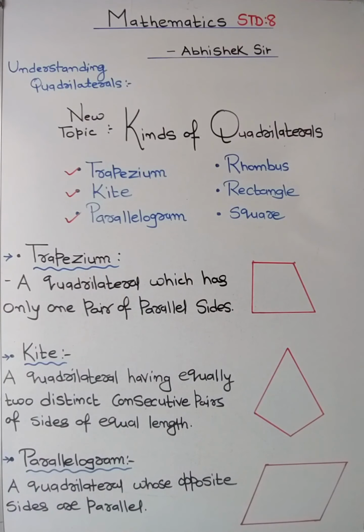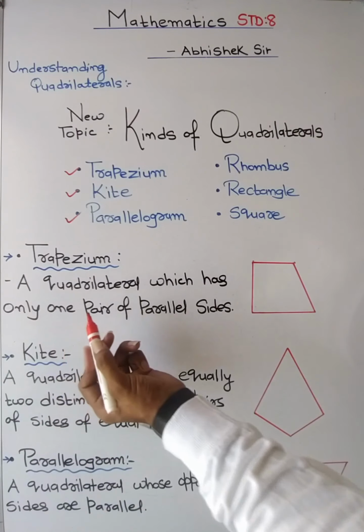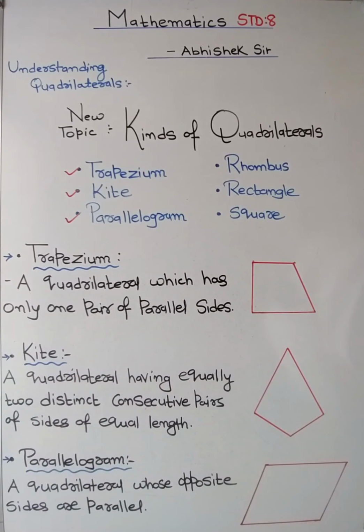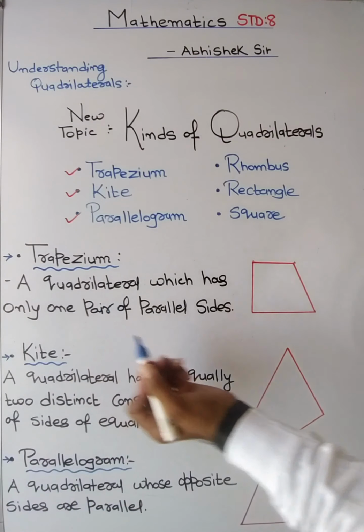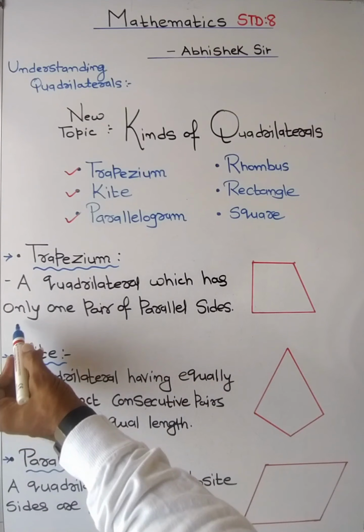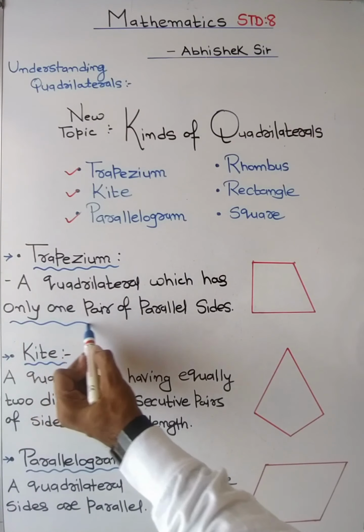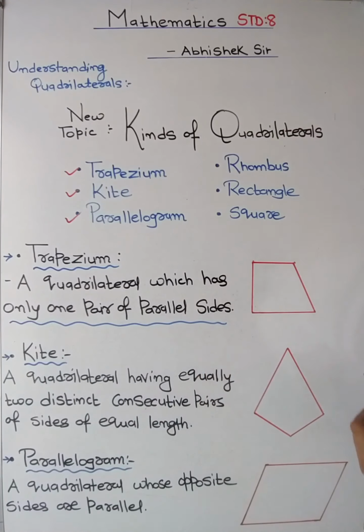Clear? Now quickly let us see what is a trapezium. Starting with trapezium. Trapezium is a quadrilateral which has only one pair of parallel sides. We all know that in a quadrilateral there are total 4 sides, so total 2 pairs of sides, right? 1 pair, 2 sides, so 2 pairs, 4 sides. Clear? Now in trapezium there is a condition in which we will have only one pair of parallel sides.